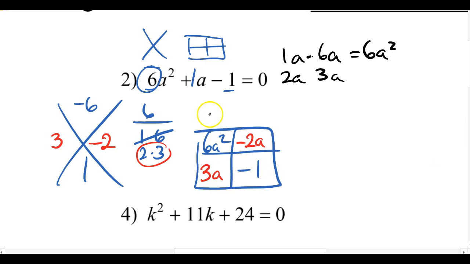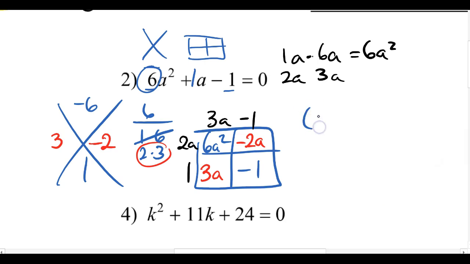Alright, well, let's see. If I put the 3a here, is there a number I can multiply times 3a to get 3a? Yeah, I could do 1. And what if I put 2a here? Is there a number I can multiply times 2a to get -2a? Yeah, it'd be -1. So that works. Okay, so there's our factors. Let's write that out.